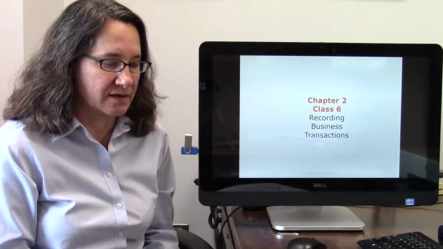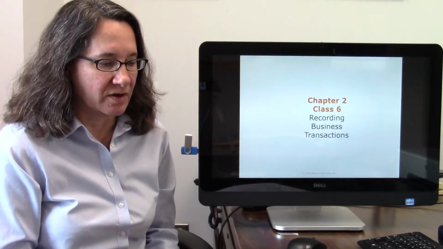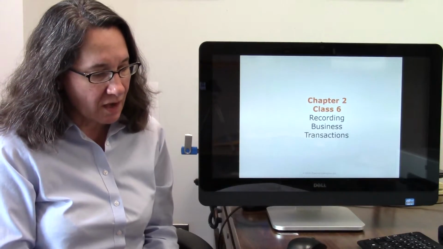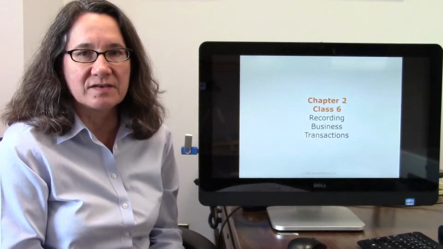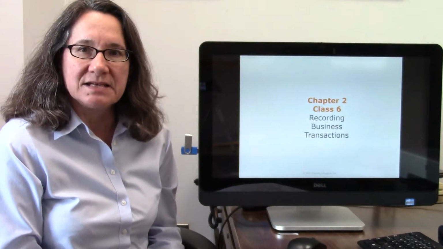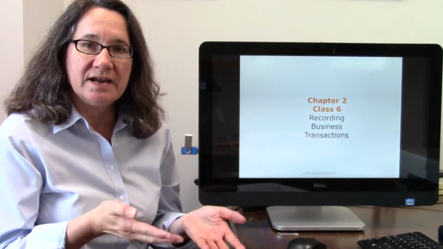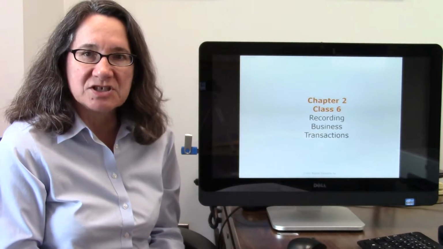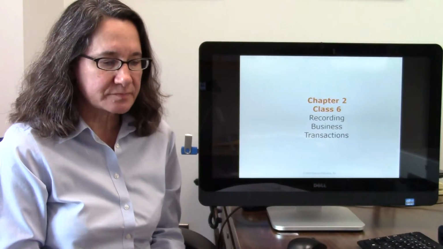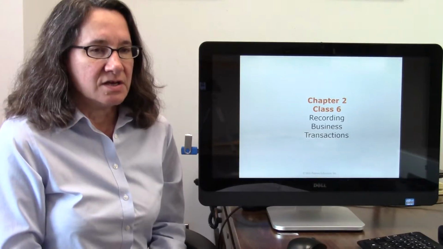In the last recording that you watched, so in Class 5 or Class 4A, we learned about debits going on the left and credits going on the right, and that depending on the kind of account, you're either increasing with a debit or decreasing with a debit, depending on which kind of account it is. But a debit's always on the left, credit's always on the right.